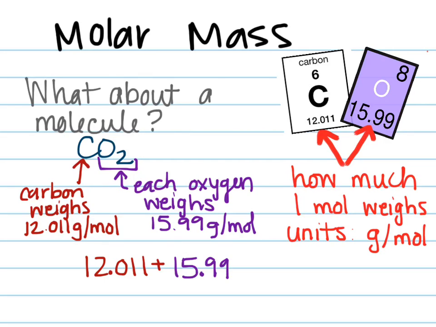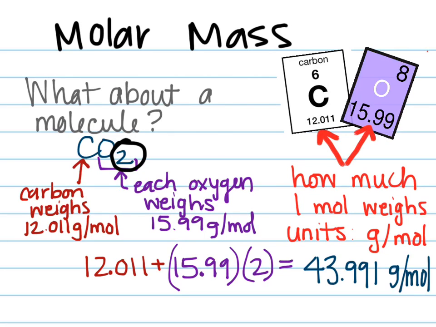See, let's take a little note here. It's CO2. So we are going to multiply that actually by 2. If we do that math, add it all together, we get 43.991 grams per mole. So you add together the weight of each atom in your molecule, and that's how you get the molar mass of a molecule.